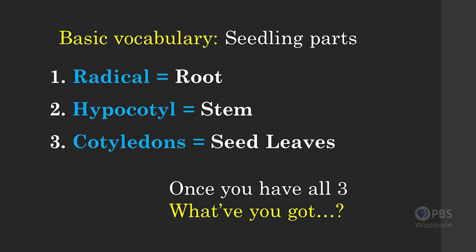Okay, so basic vocabulary. We'll move forward a little bit. Seeds, like I said, can do one thing: germinate. They send down a radicle, right? Send up a hypocotyl, or the stem, and seed leaves. That's it. And what happens when you have all of those three? What is it now? It's a plant. That's right. So you have a seedling.